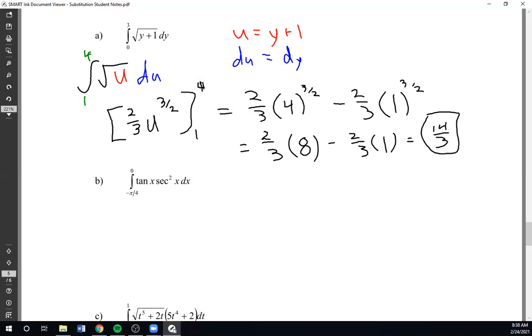You can come talk to me. We can talk later on if you want to see how making u secant will work. But for now, let's make u tangent. Tangent of x. Du. That's convenient. What an amazing coincidence.